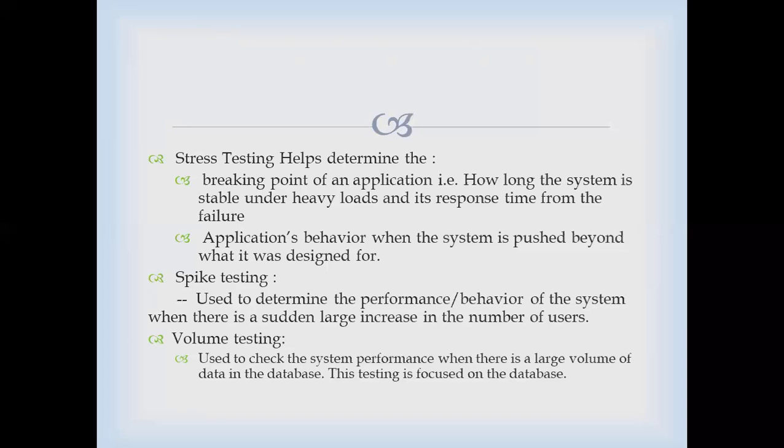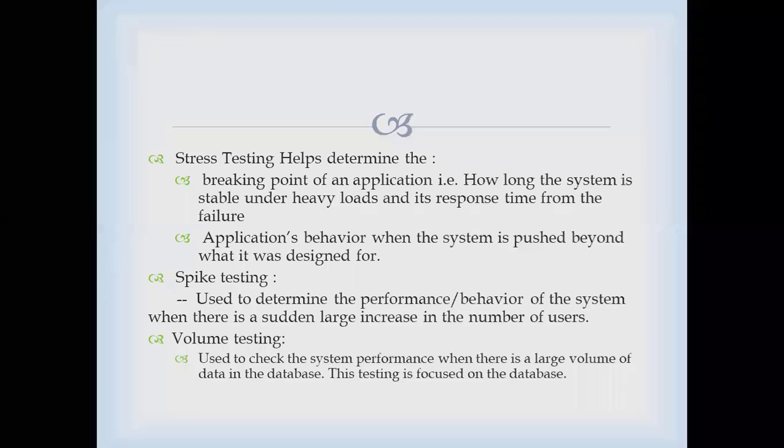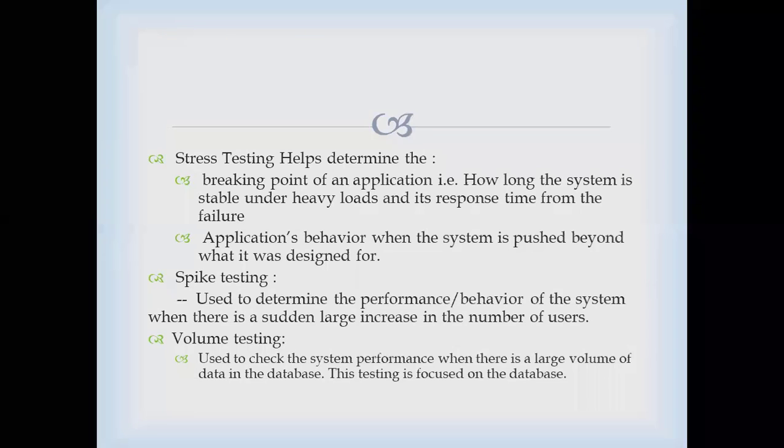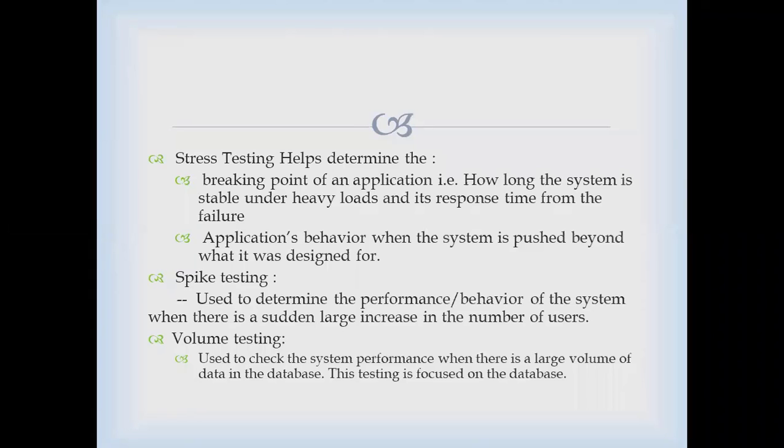Coming to spike testing, this is used to check the performance or behavior when there is a sudden increase in the number of users. For example, during online applications like CET or PGCET, as soon as the notification is released, many users start using it, and what we get is that the server is slow. When we visit the cyber center to fill in the application, we get "server is busy" or "server is slow." That's how we measure spike testing, when there is a sudden increase in the number of users.